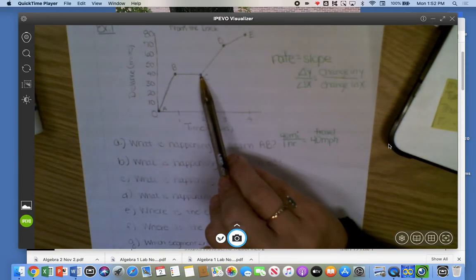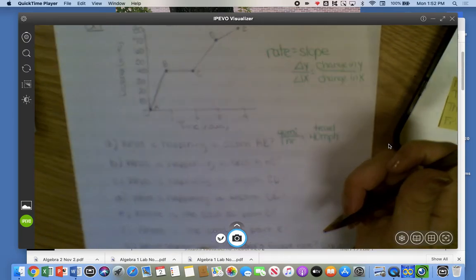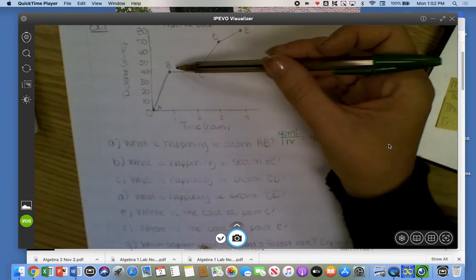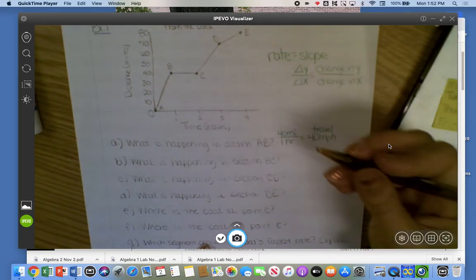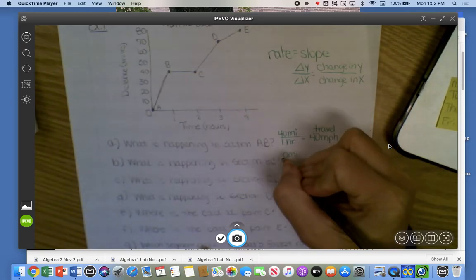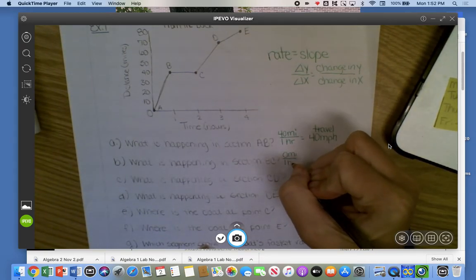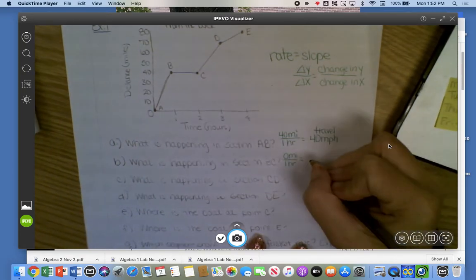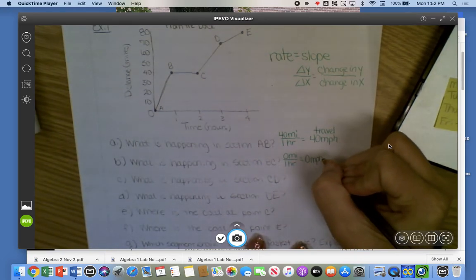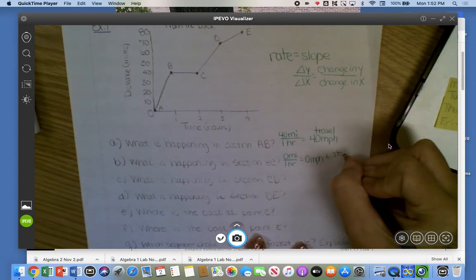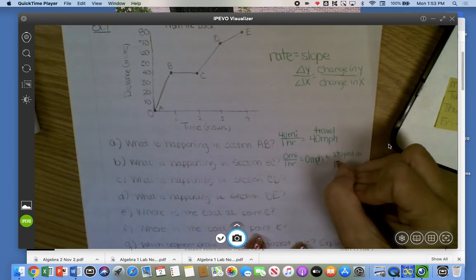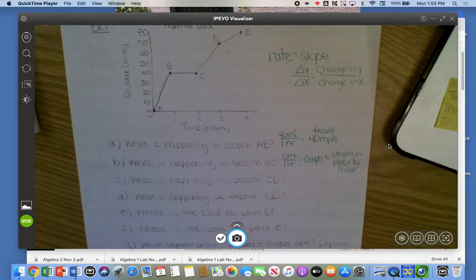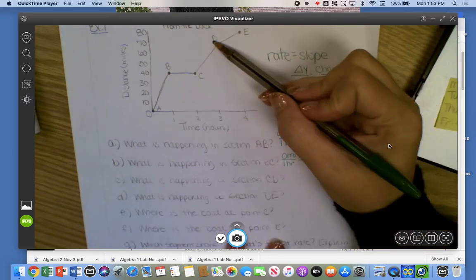Now from B to C, I was 40 miles away from the dock, and I'm still 40 miles away from the dock. So my change in distance is none. I did not increase or decrease my distance at all. I stayed 40 miles away from the dock. So 0 miles in 1 hour. No change, no travel, 0 miles per hour. I stayed in place for 1 hour because I didn't move.